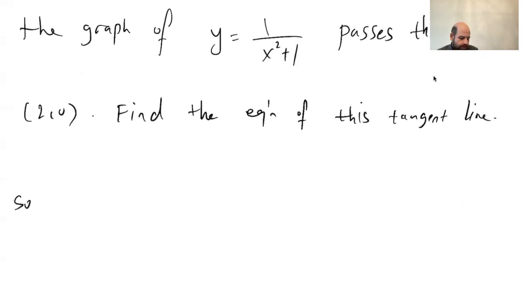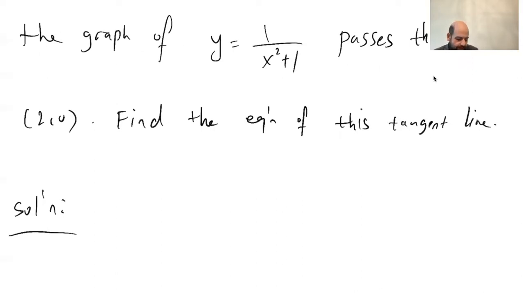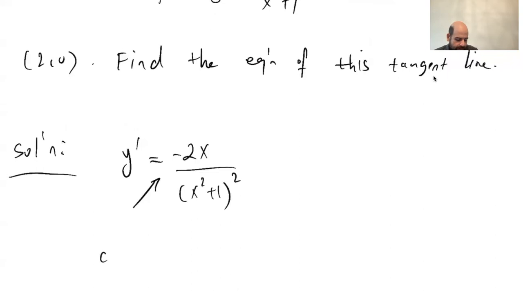All right, for the solution, we know that to find the equation of the tangent line, we need the slope of the tangent line, which can be found using the derivative. And of course, we need one point on the line. The point on the line is given. Then we can use the slope and the point to find the equation of the tangent line. So first, let's write down the derivative of this function. We saw that y prime is minus 2x over x squared plus 1 squared. This one we calculated above.